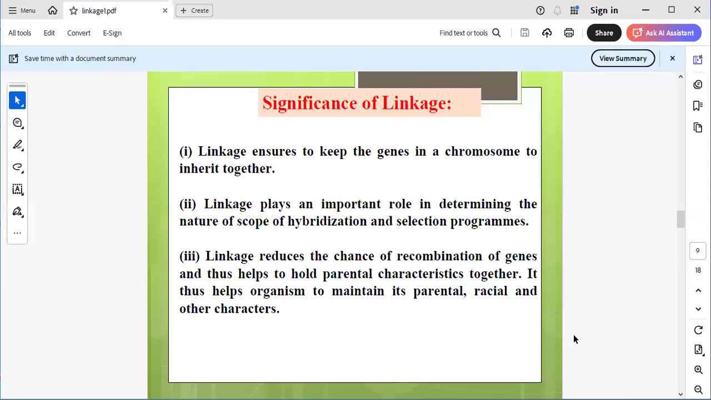And this linkage phenomenon also helps to construct genomic maps, or physical maps, or chromosomal maps, which illustrate the distance between the genes, the position of the genes, the relative distance between the genes and the gene order also. We can explain this in the next classes.